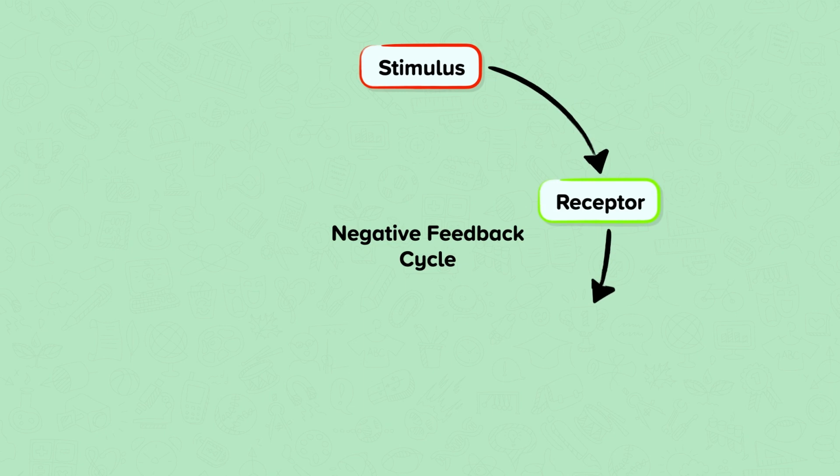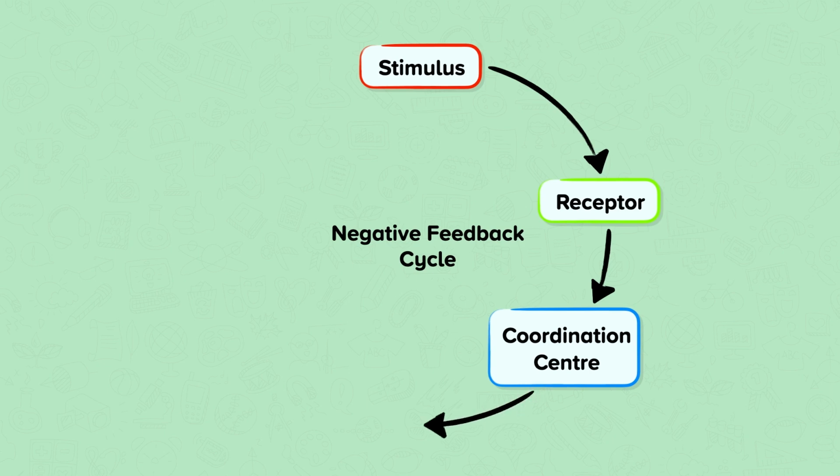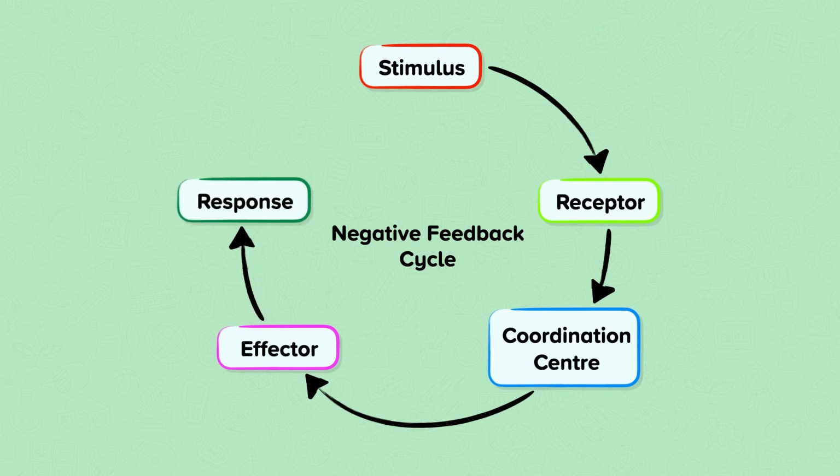This is a model of a negative feedback loop. The stimulus represents a change in the internal environment, which is then detected by a receptor. This is processed by a coordination center, such as the nervous system or endocrine system, which then causes an effector to create the response that is opposite to the stimulus, returning the condition back to normal and essentially turning off the original stimulus.